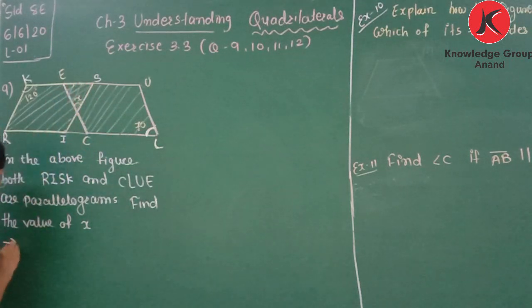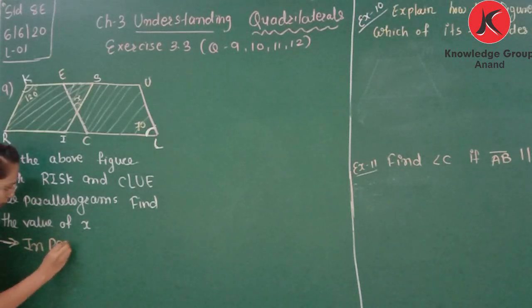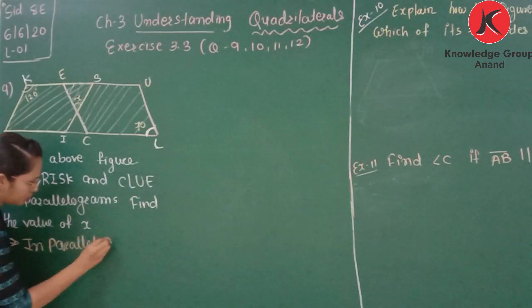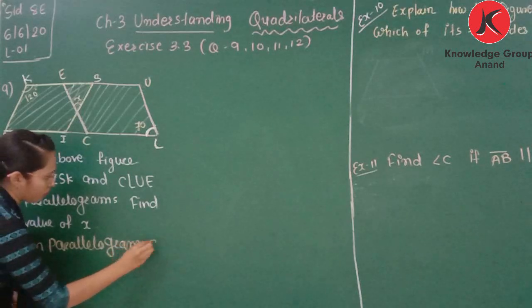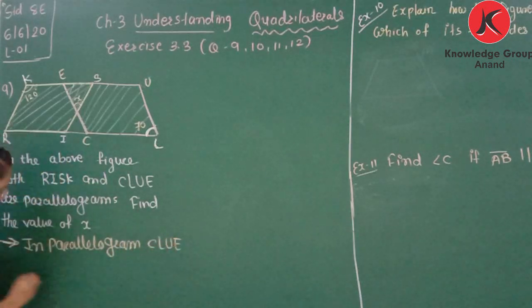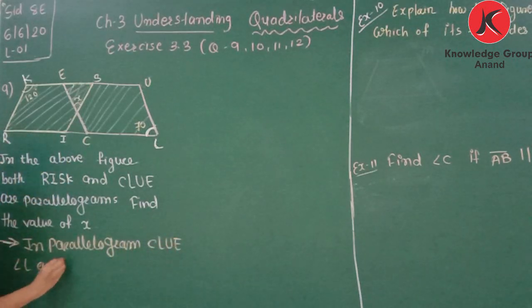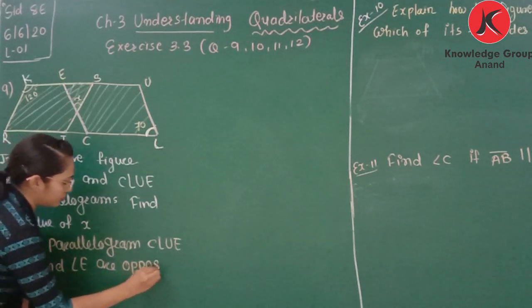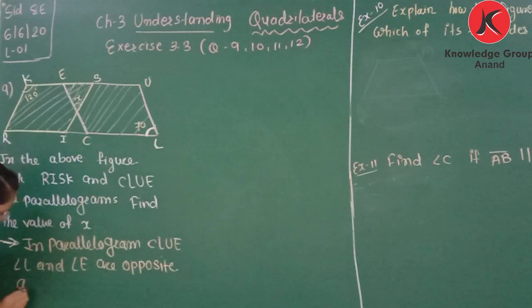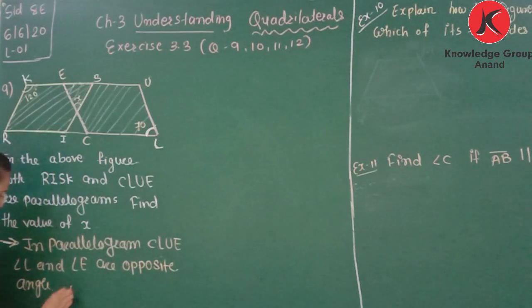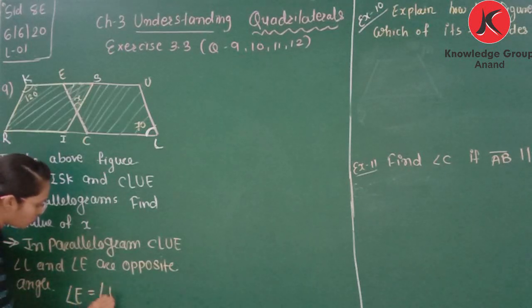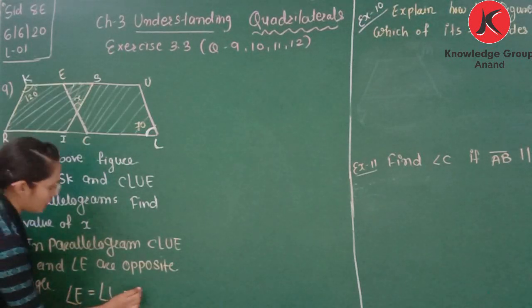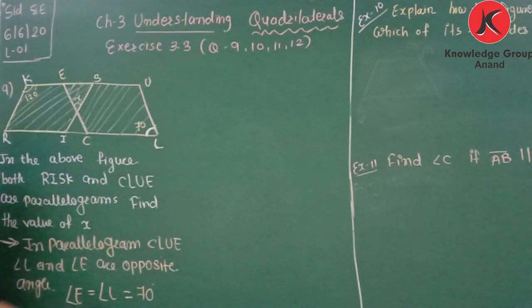So we can write: in parallelogram CLUE, angle L and angle E are opposite angles. And we know opposite angles are equal, so we can write angle E is equal to angle L is equal to 70 degrees. So what is angle E? It is 70.